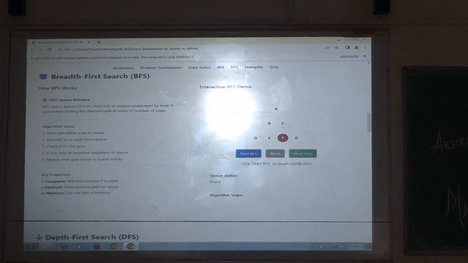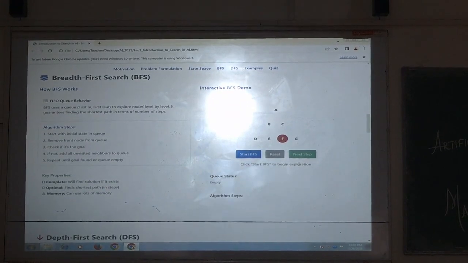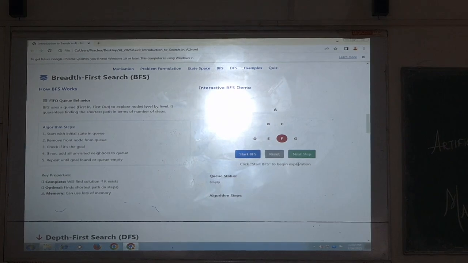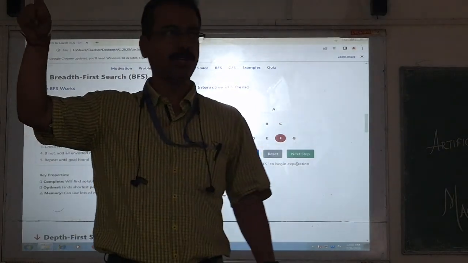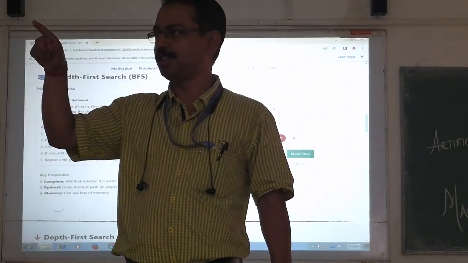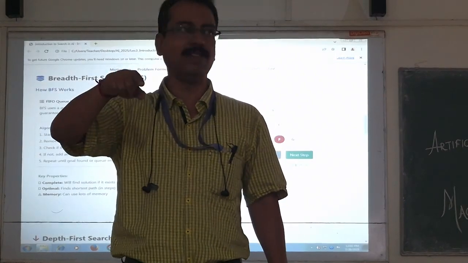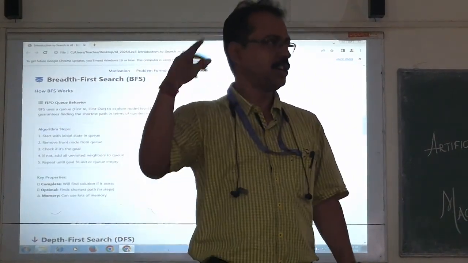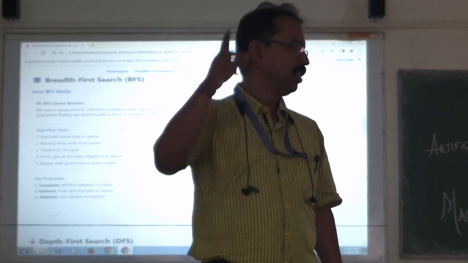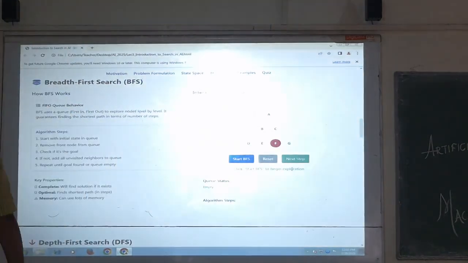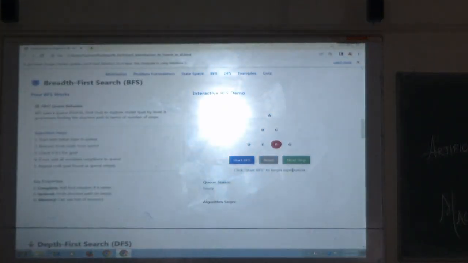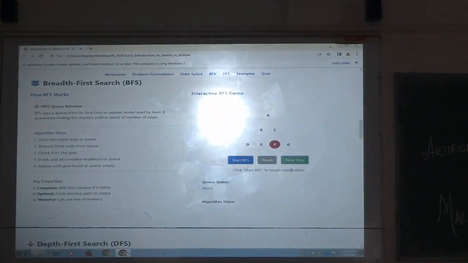I am discussing BFS. Already I have said that BFS is breadth first search, which means it will search level wise. First check the root, then the first level. If my solution is there, okay. If not, go to the second level. If the solution is there, it's okay. If not, go to the third level. So in this way it will continue. Got my point? So the algorithm is: start with the initial state in a queue.